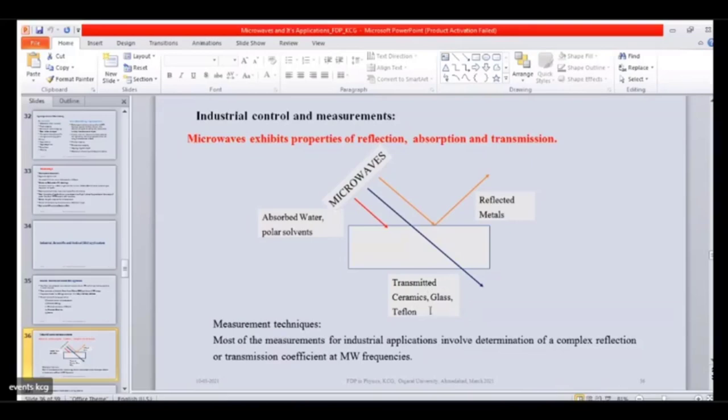And there are some materials which are transparent to the microwaves. These materials may not transmit the optical signal. They can be opaque for the optical signal, but they can pass the microwaves. Examples of such materials are ceramics, glass, or Teflon. So microwaves exhibit the properties of reflection, absorption, and transmission, and because of that, microwaves find application in industrial control and measurements.